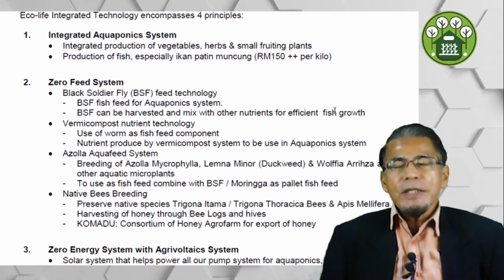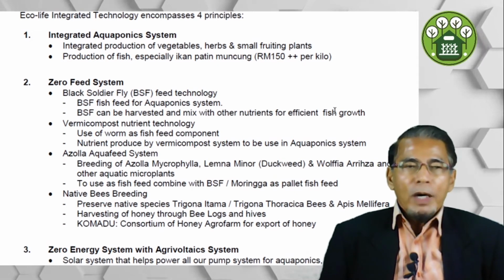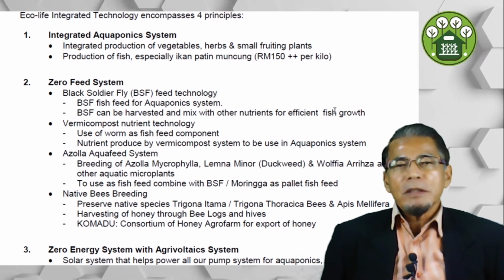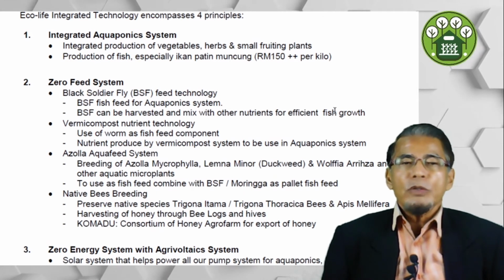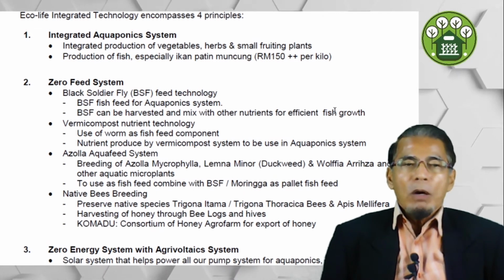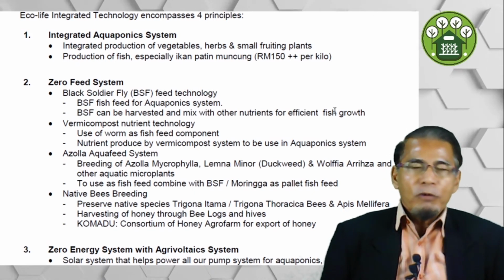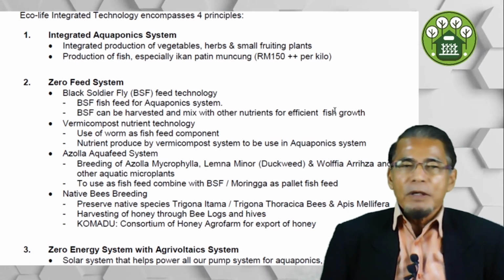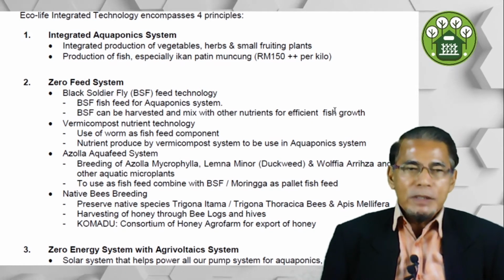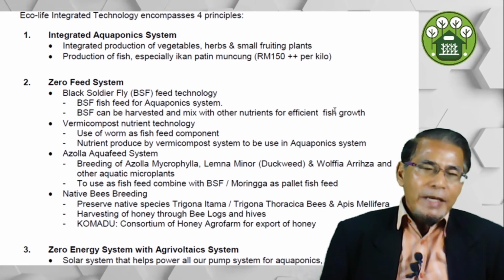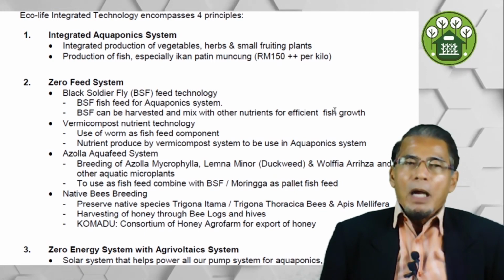So you can imagine this zero feed system combined with aquaphonic system. We can feed the world with organic products at very low cost, because we are not using commercial feed, because we are using whatever aquatic plants that we have. We are using whatever larvae from the black soldier fly, and whatever worms or worm compost, and then we can develop this whole system.